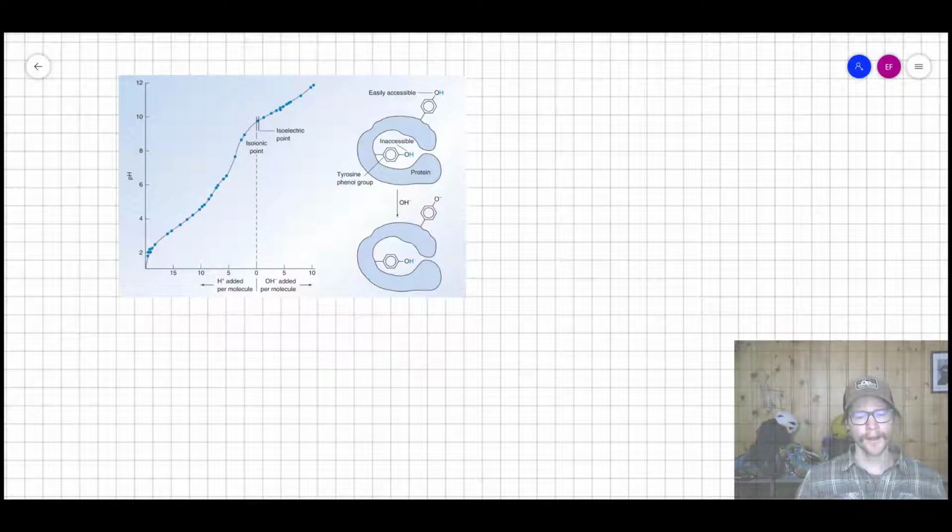And really, then the natural end of that discussion is thinking about, well, what if we do that on purpose? What if we change the pH on purpose? And that's what a titration is. And so we have all the tools now to compute the different parts of a titration curve.